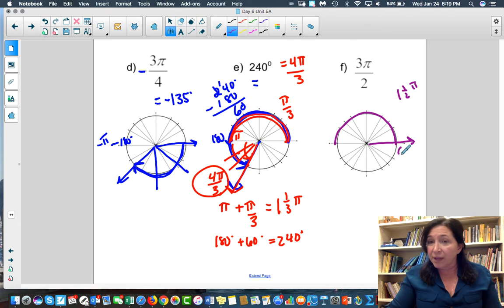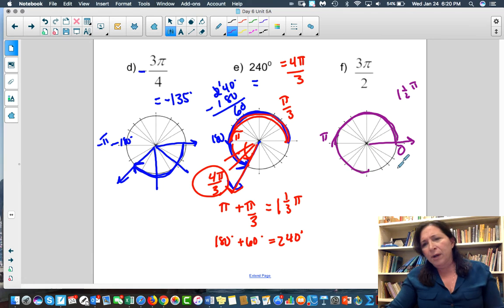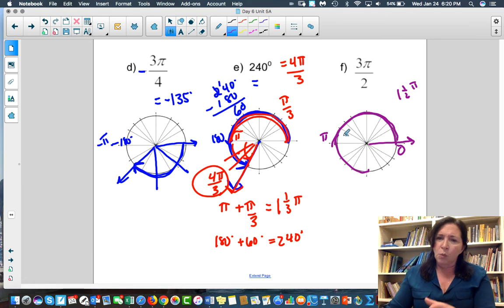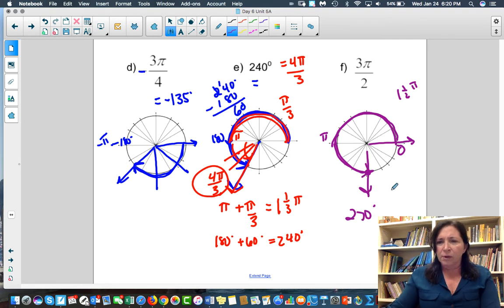So this would be starting at 0. So we're going around 1 pi. So this is 1 1/2. So this is pi. Keep going, but we're not going all the way around to 2 pi. We're going 1/2. So 1 1/2. Here we are. Where are we? Okay, that's where we're at. So we are at 270 degrees is where we're at.